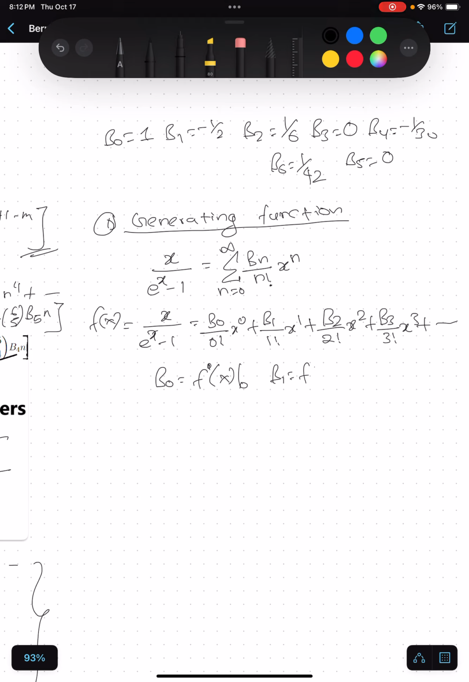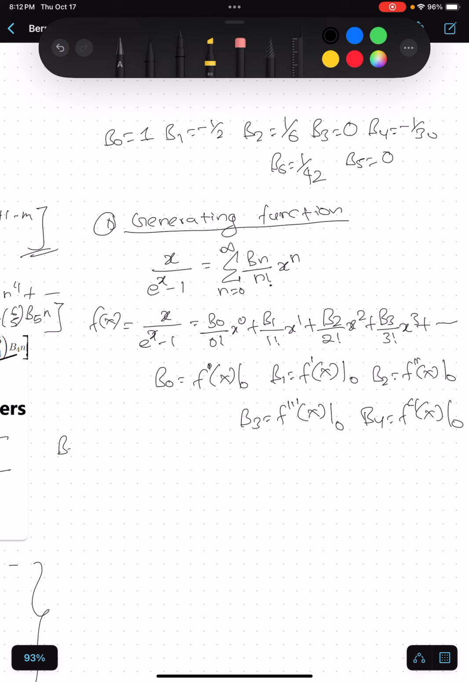Now for B1 we need to differentiate this and evaluate at 0, right? For B2 we need to double differentiate this and evaluate at 0, right? I think you know that these are the derivatives evaluated at whatever the center is. So over here the center is 0 because there's x minus 0, right? So in this way I can find it. Let's try to find a few values. And B4 will be the 4th derivative of f at 0.